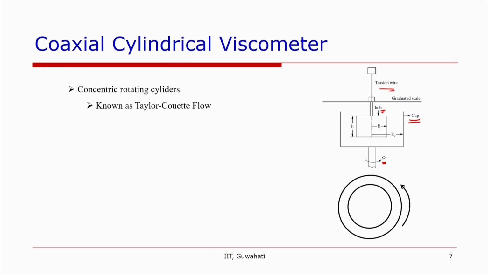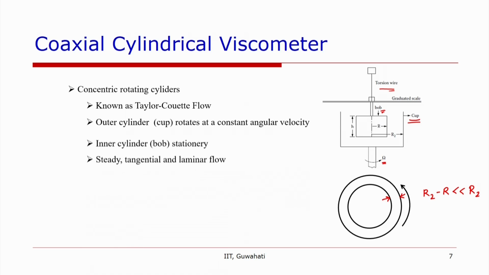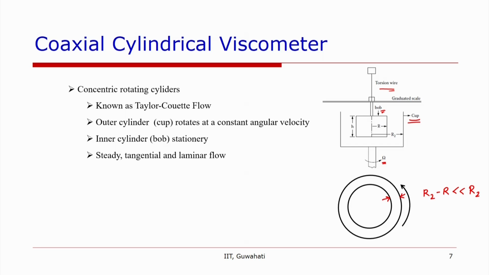There are two concentric cylinders. The flow between two concentric cylinders is known as Taylor-Couette flow, and in this case the gap between the two cylinders, R2 minus R, as we see from this figure, is very small compared to either R2 or R. Okay. So we make some assumptions to derive the relationship between the torque and the angular velocity and find out the viscosity from there.